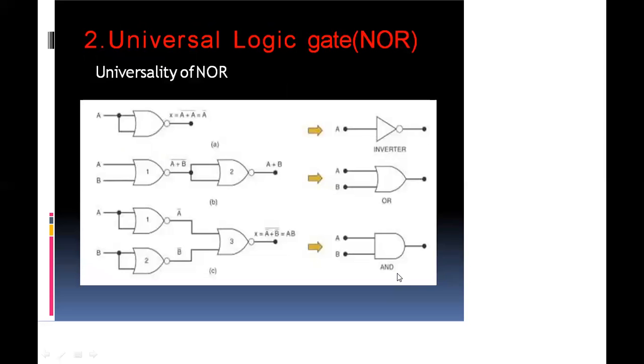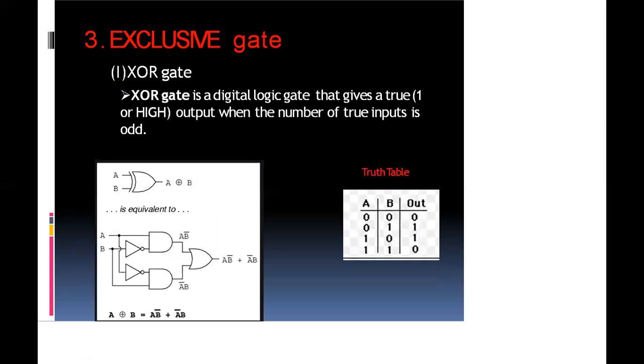And the universality of the NOR gate: by using this NOR gate we get the NOT gate, OR gate, and AND gate. That's why the NOR gate is universal. By using the NOR gate we can get AND, OR and NOT gates. That's why the NOR gate is a universal gate.